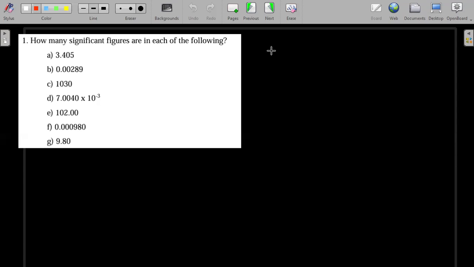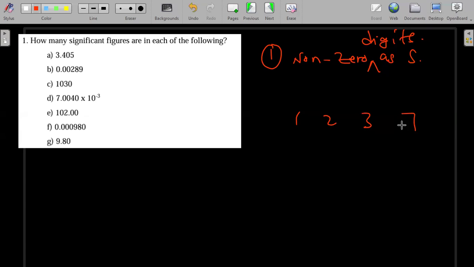The first rule is that all non-zero digits are significant. I'll just write S for significant. All non-zero digits are significant. Numbers like 1, 2, 3, 4, 7, 6 are significant because they are not zero. As long as the number is not zero, then it's significant. That's the first rule that you have to know.